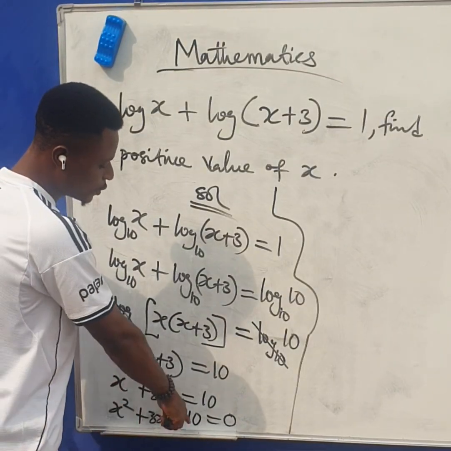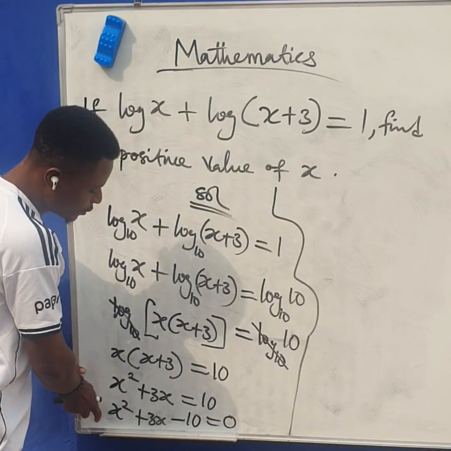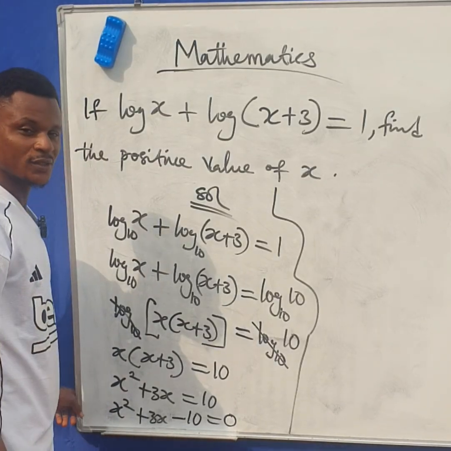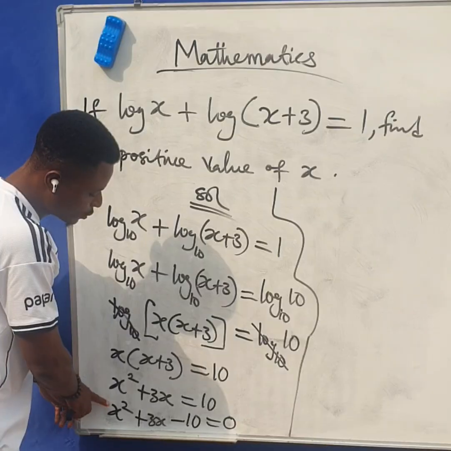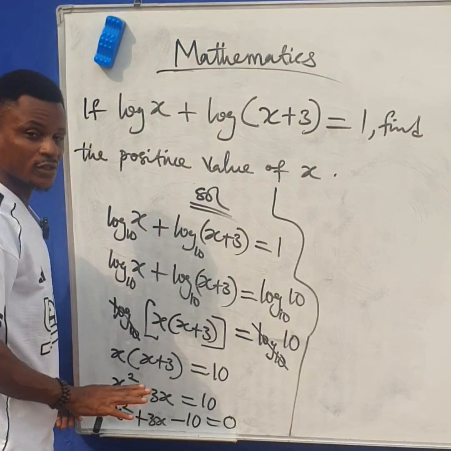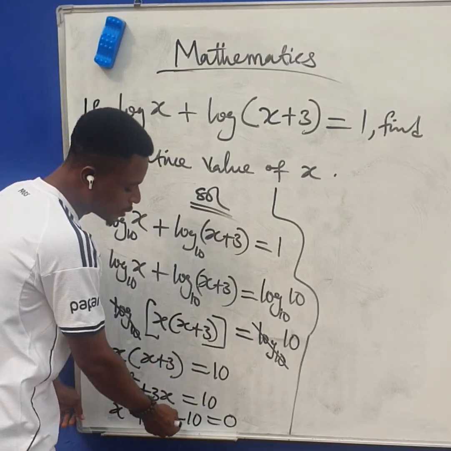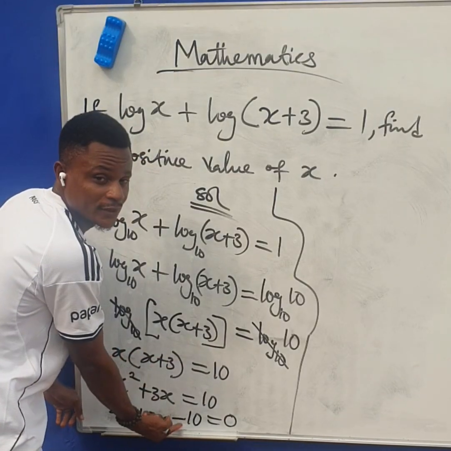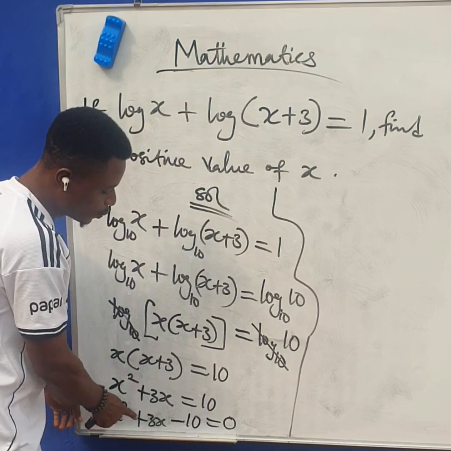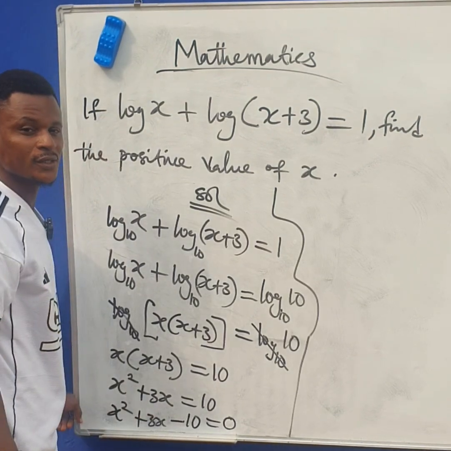If you want to solve this using the factorization method, first of all, you need to look at this x squared to see if something is attached to it. Because nothing is physically attached to this x squared, this question is very straightforward. Now, you're going to look for two numbers that when you multiply them, you get negative 10, but when you add them, you get positive 3. What are the two numbers?